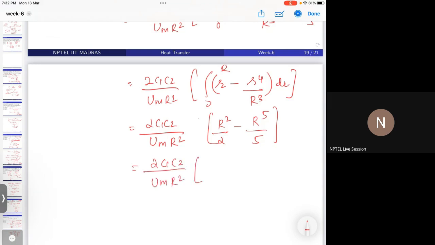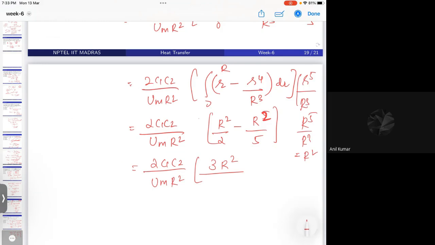This is 5. No, no, 3. So in this second term, there should be r cube in the denominator also. Second term, which one? This is r raised to 5 by r cube. So when I put limits, it is r5 by r cube. It becomes r square. Yes, no problem. R square is okay.